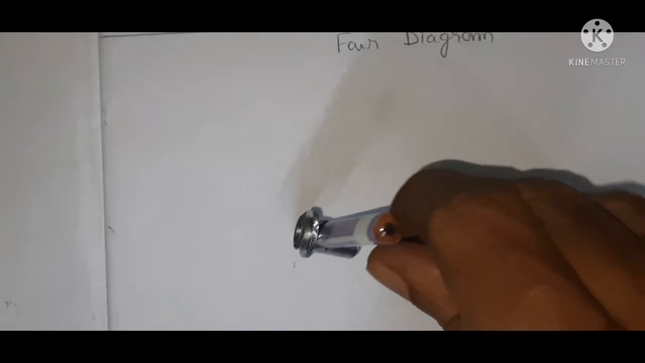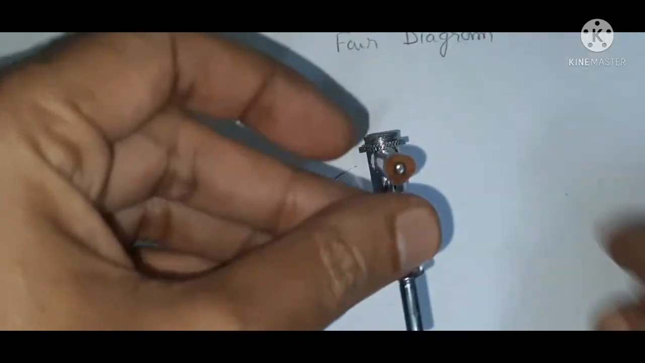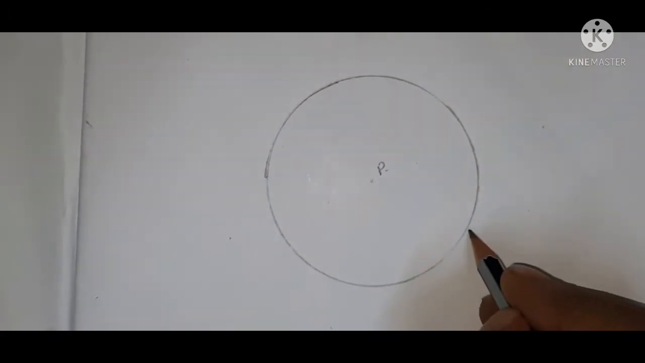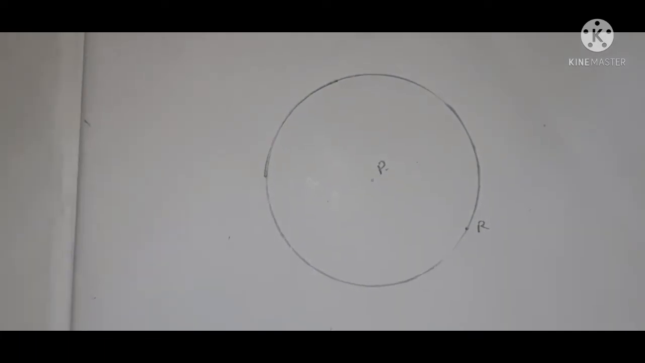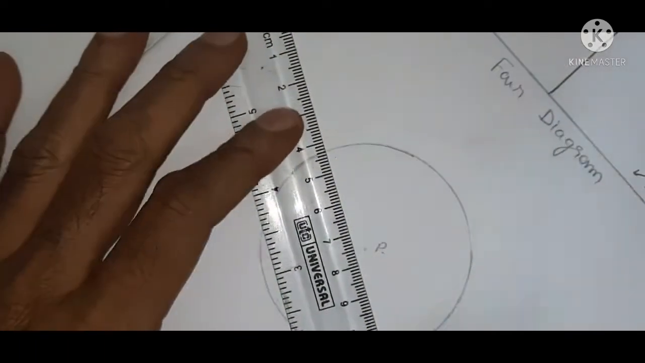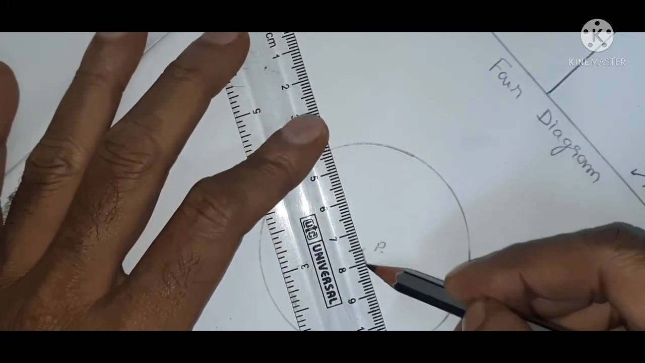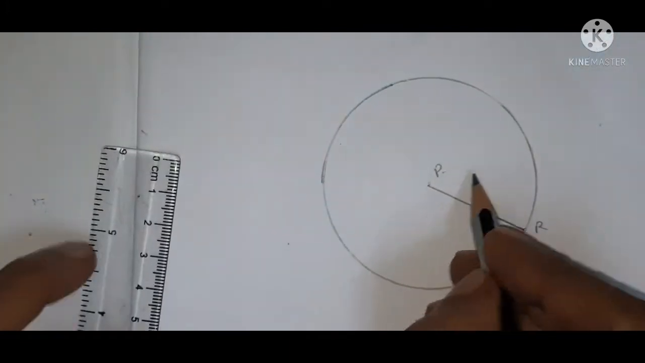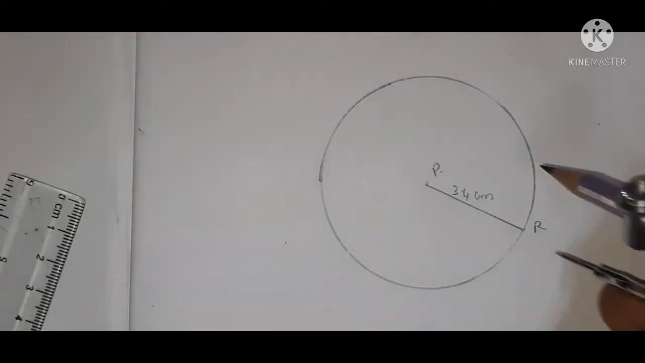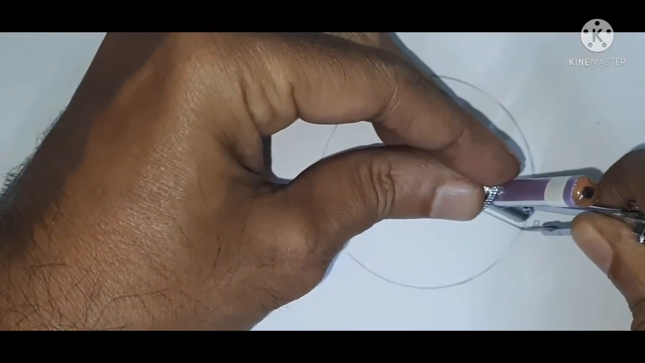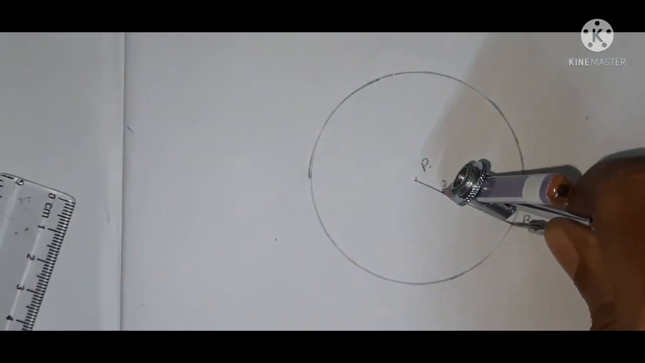Fair diagram. Draw a circle of radius 3.4 cm, center P. Mark a point on the circle R. Join PR. PR is the radius of the circle, 3.4 centimeter. Draw an arc from the line PR.